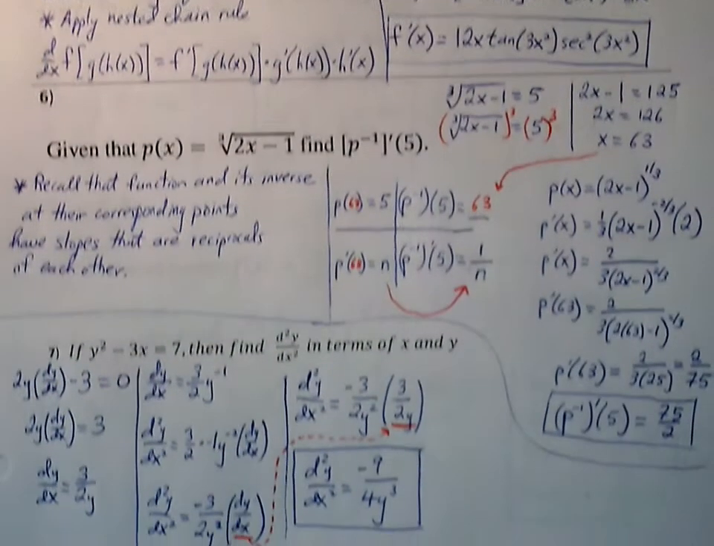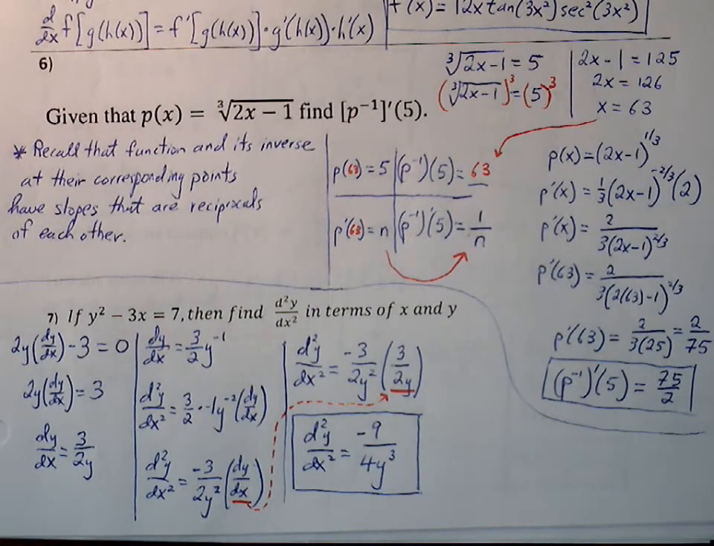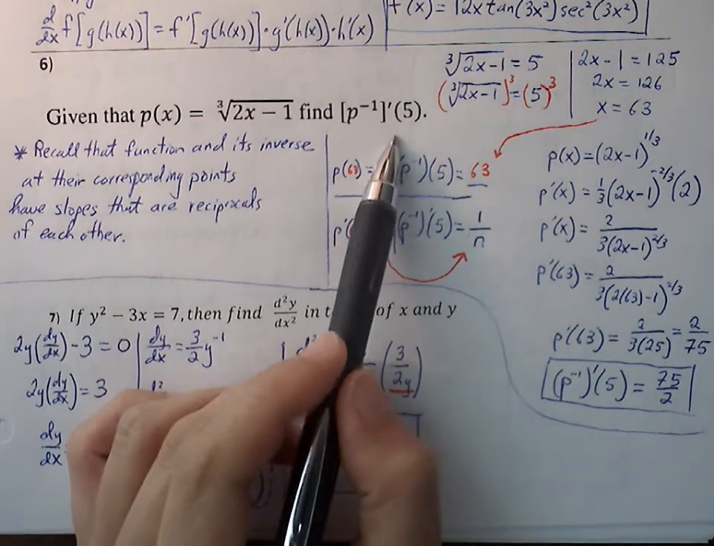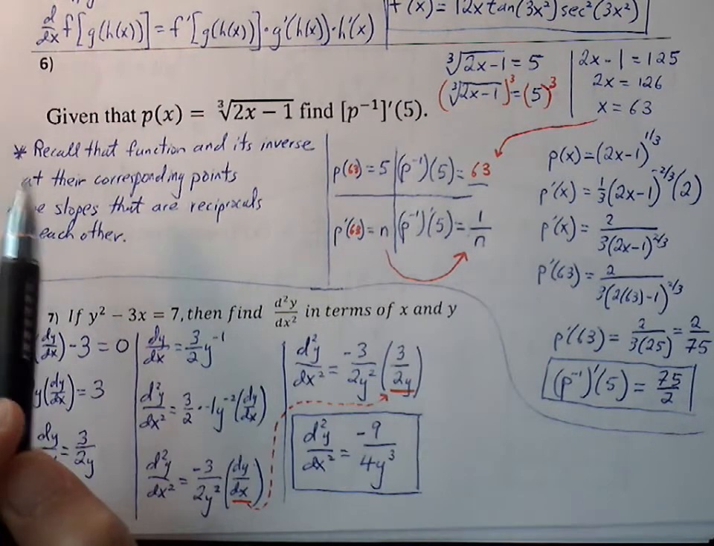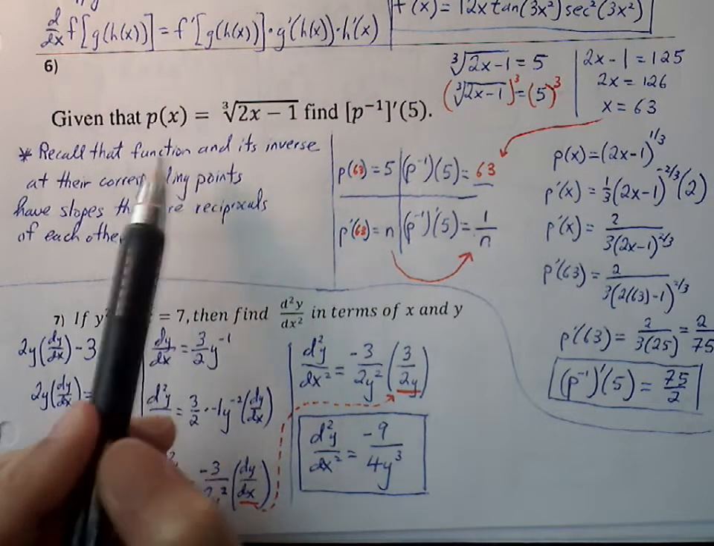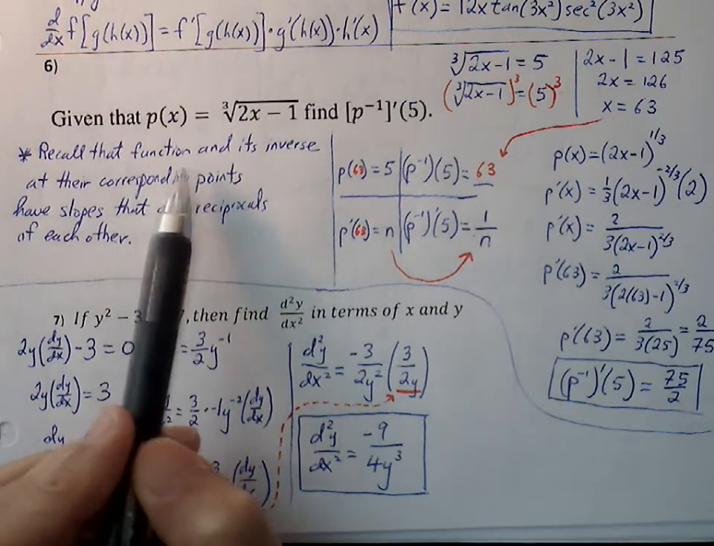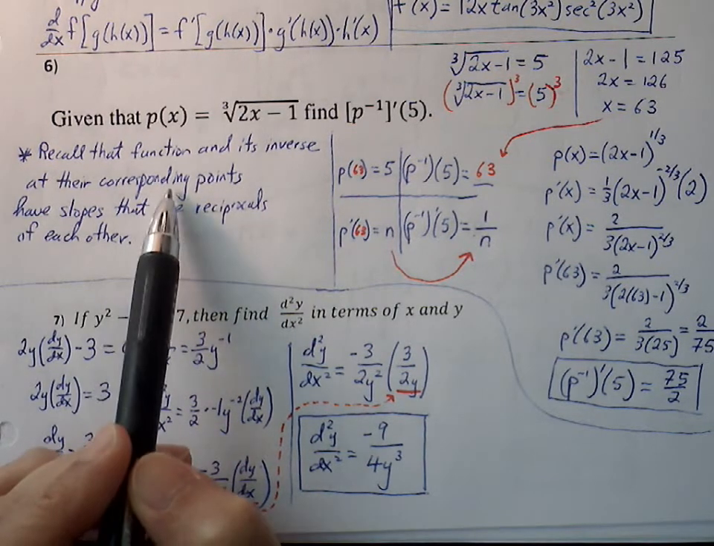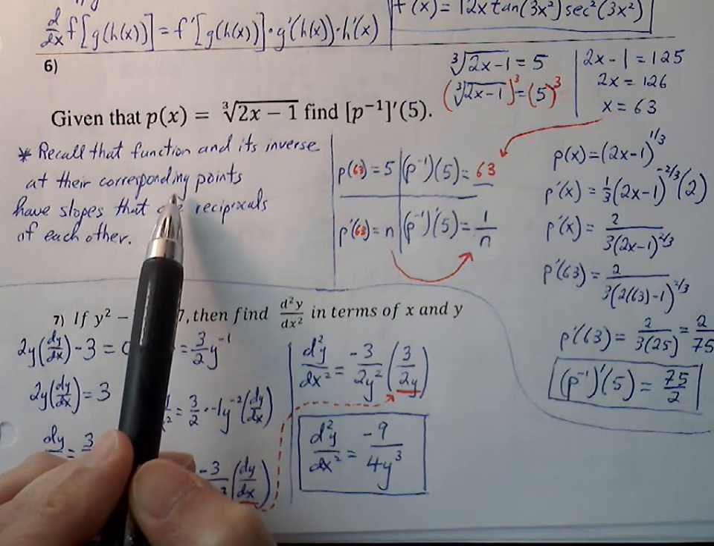All right, number 6, given that p of x equals the cube root of 2x minus 1, find the derivative of an inverse at 5. Now, let's establish a couple of things here. First is that a function and its inverse have a couple of points of relationship. One is that they have something called corresponding points, or what I like to refer to as corresponding points.